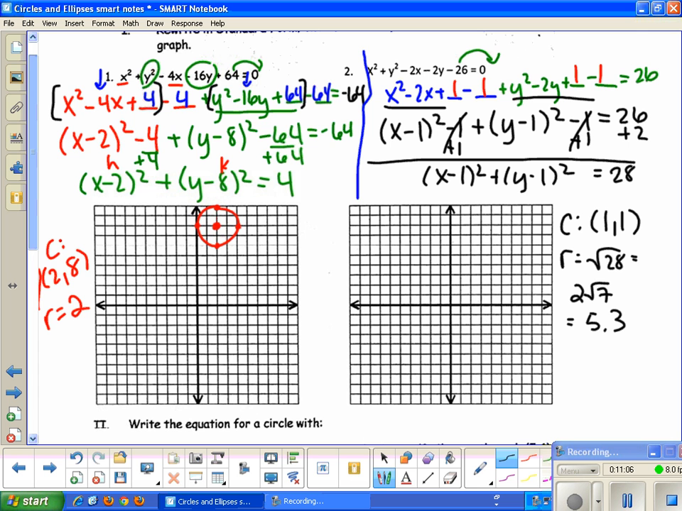So then when I put down the center, I'm going to do 1, 1, which is right here. I'm going to count up 1, 2, 3, 4, 5, and a little bit more. Right, 1, 2, 3, 4, 5.3, down, and left. And then I'm going to connect the outer points to make my circle.